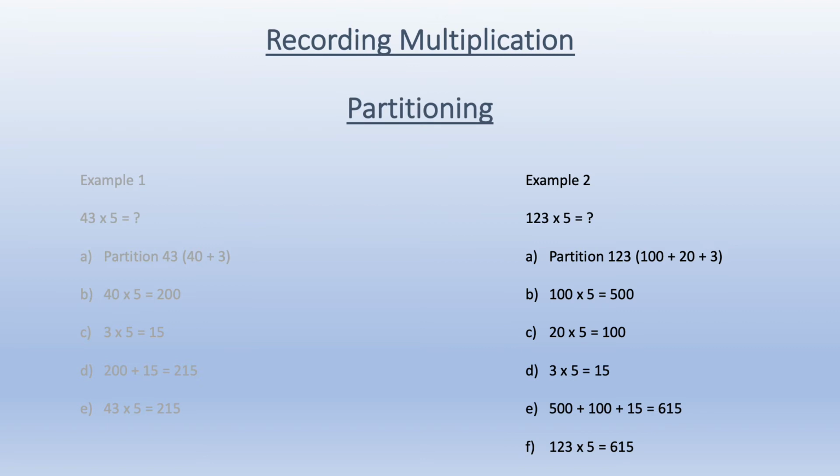And then put the answer back into the original number sentence. 123 times 5 equals 615.